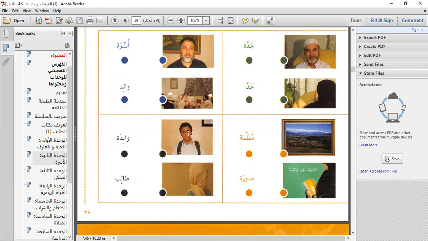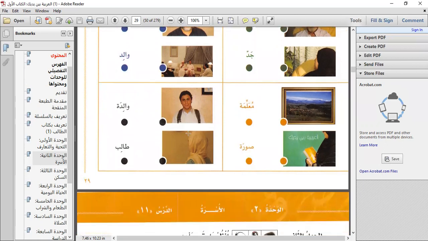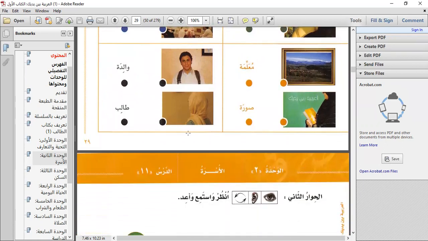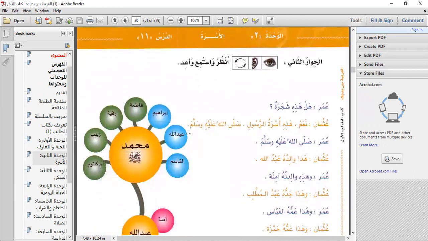Now remember, akh, brother, akhi, my brother. Ukht means sister, ukhti, my sister. Jad, grandfather, jaddi, my grandfather. Jadda, grandmother, and jaddati, my grandmother. And now remember, Mu'allima is a word for teacher, and there's also Mudarrisa. Mudarris and Mu'allim are both for teacher. Okay, next is here. Let's quickly go to this one.